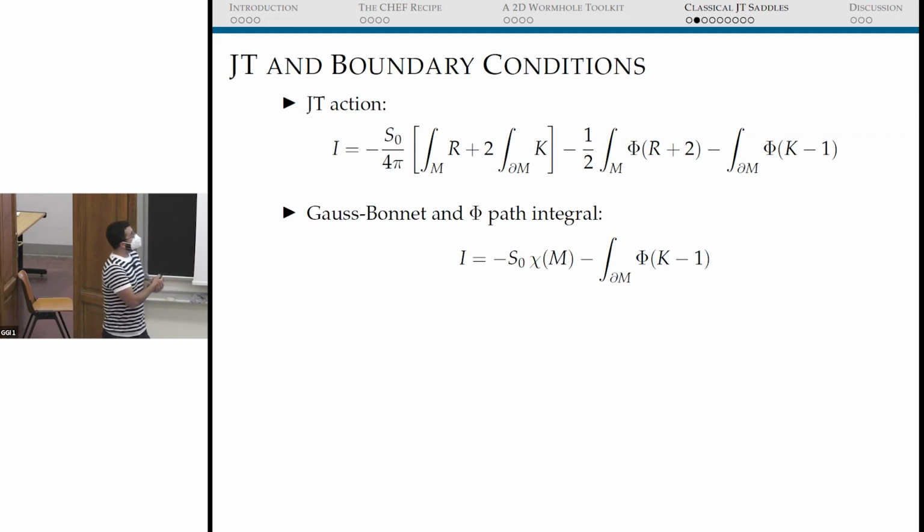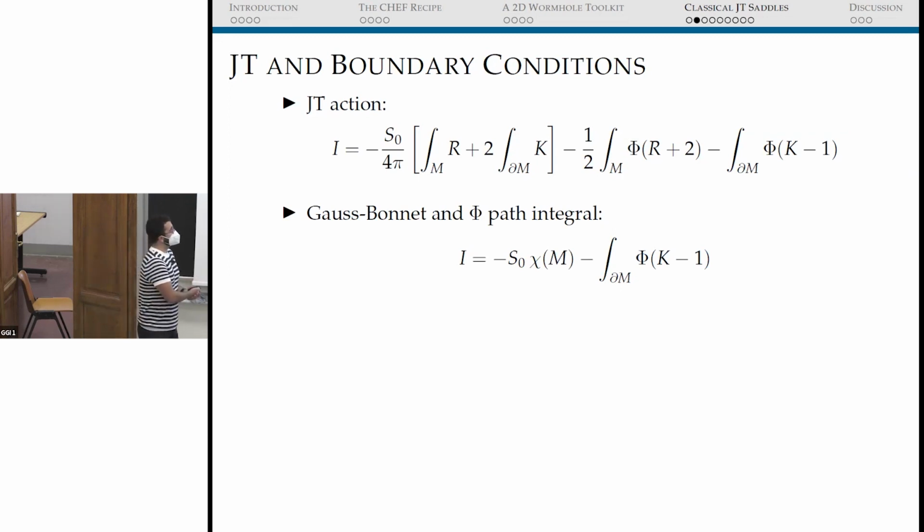In general, you can integrate out the dilaton, and that imposes the usual constant negative curvature. This term is topological. It gives us the Euler character of the manifold. This is what fixes the curvature. And this is the only dynamics that remain. They're given in the extrinsic curvature of the boundary.